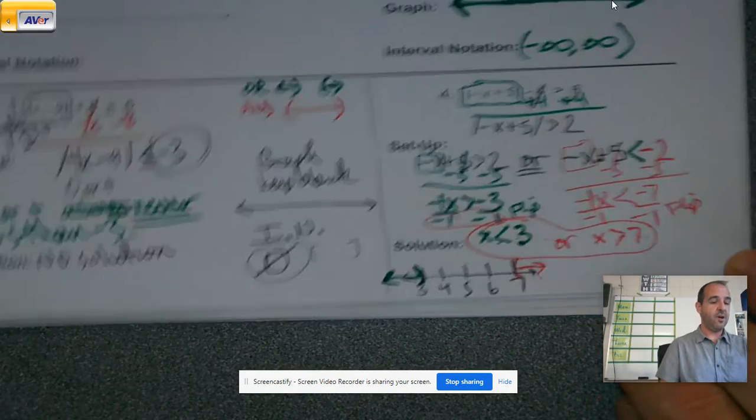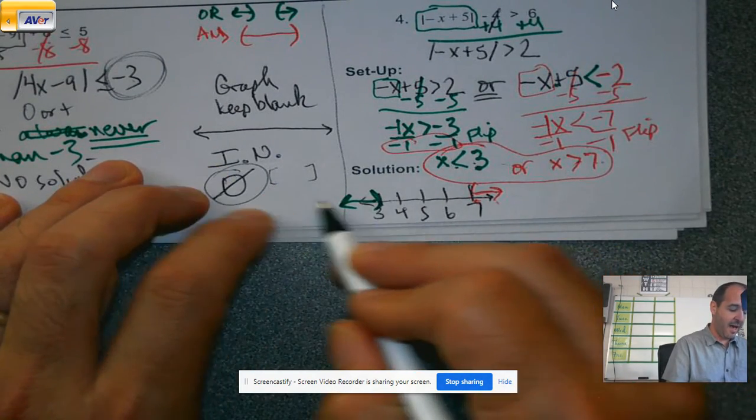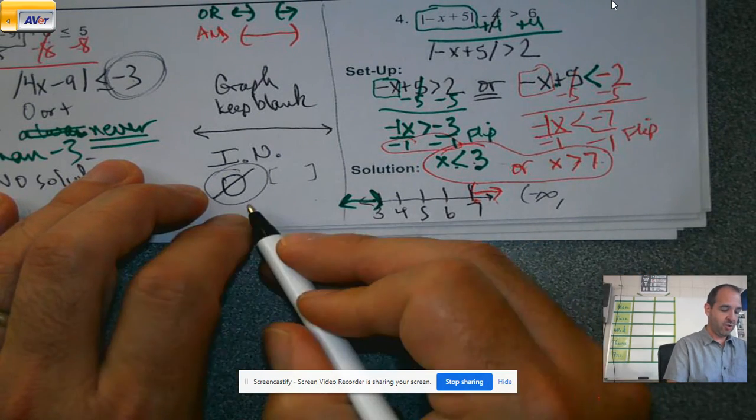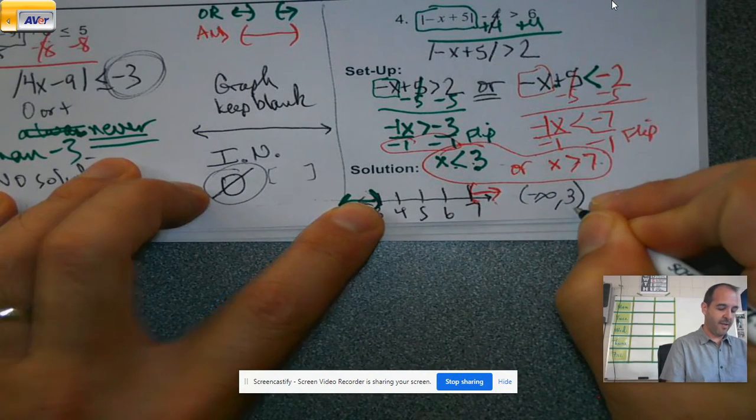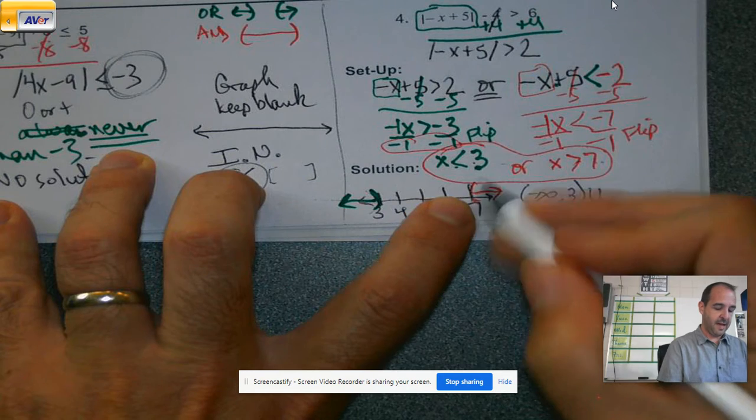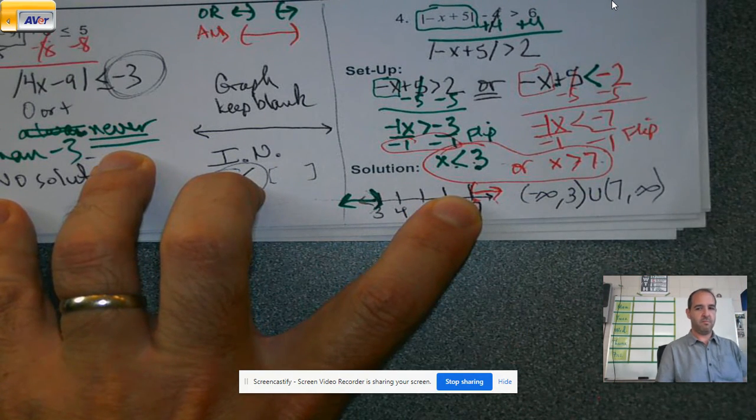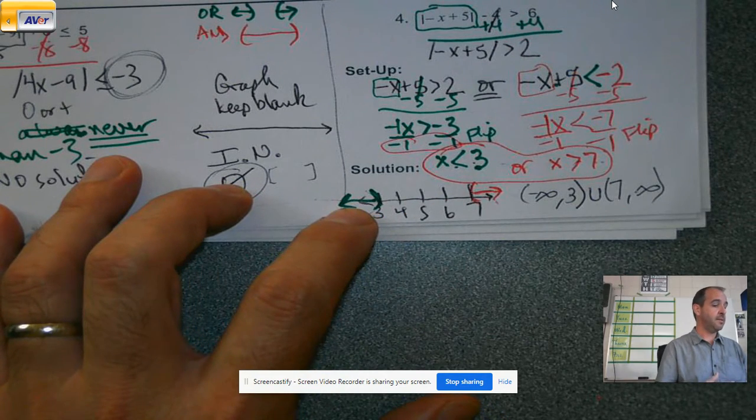And then my interval notation, left, -infinity to right, 3. But I got another piece, union, 7 to infinity. Okay? So again, lots of little pieces.